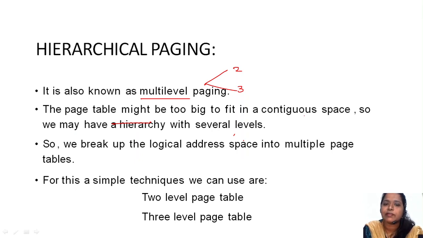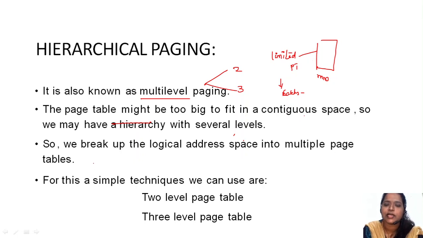The page table might be too big to fit in a contiguous space, so we might have a hierarchy with several levels. What I am saying is, suppose there are a limited number of pages, then we can store all the pages and the page tables in main memory. But if the pages number in lakhs, then we can't store all the pages continuously in main memory. So that is the problem, and for that reason we are going for hierarchical paging.